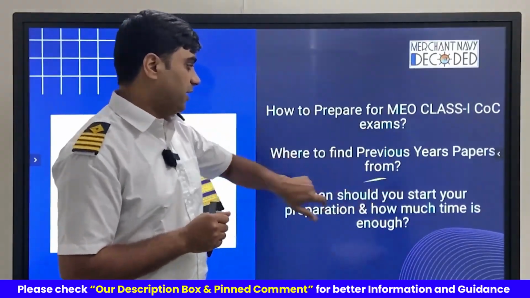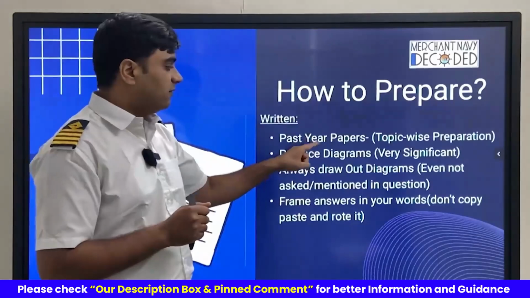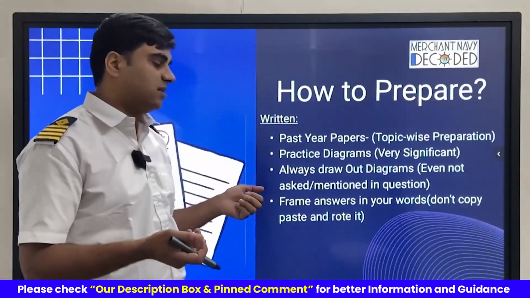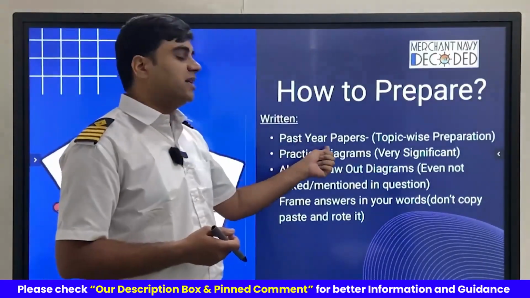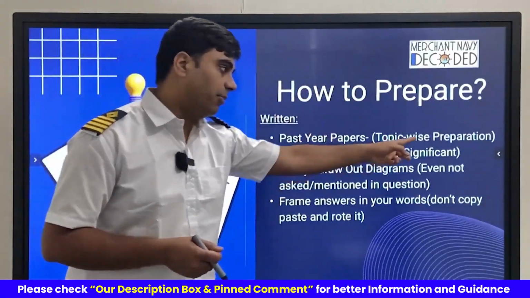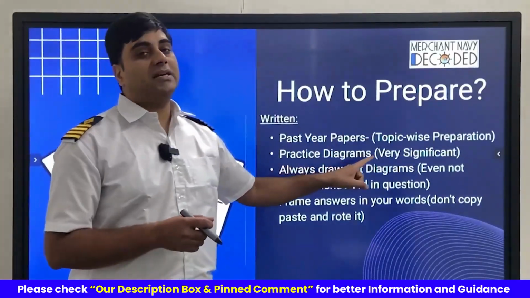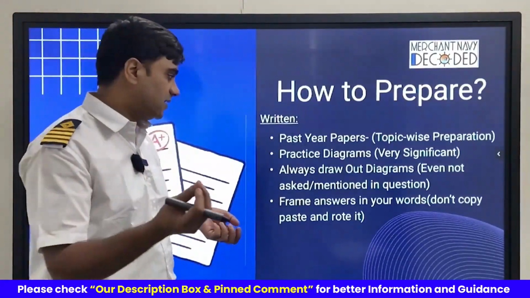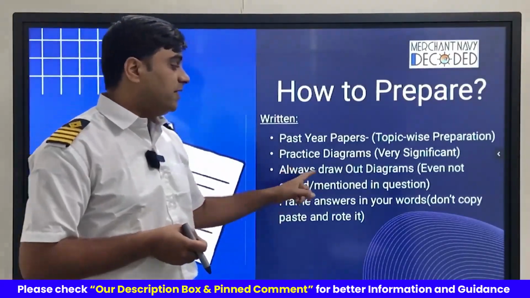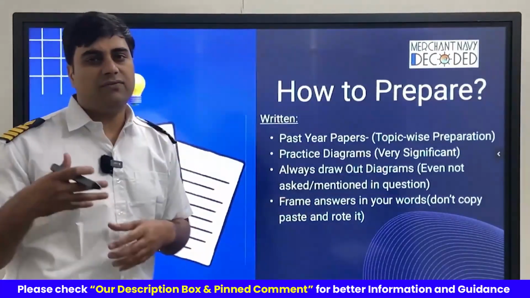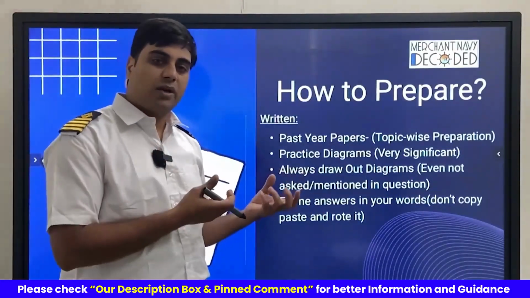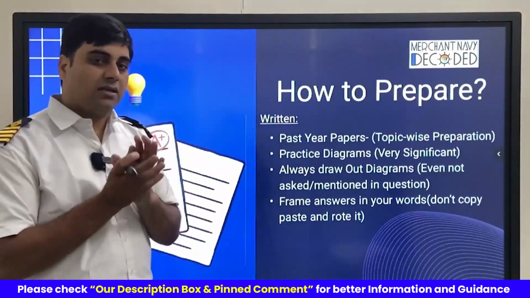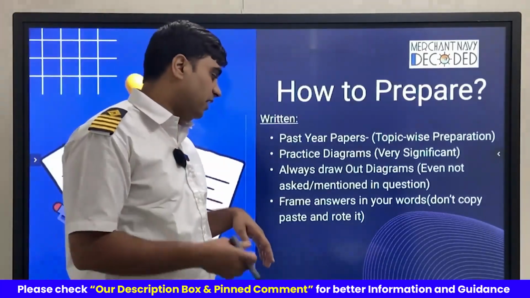So that is there. Now how to prepare? First thing is previous year questions. That is the trick for each examination, not just MEO, for others also. You check what has been previously asked, so topic wise preparation. Then you need to practice diagrams. If the questions require a diagram, you need to practice that. We cannot make mistakes in the diagram, right? Always draw the diagram, even if not asked. As we said, a picture can tell a story much better than what your words can express. So if you can answer a question in the form of a drawing, then it will be helpful.